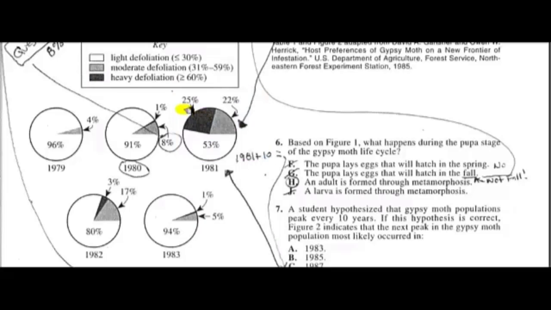And heavy deforestation over here is 25%. That's the most. Here, this one is 1. There's no heavy. There's 3 here. There's 1 over here. This is the one that we'll use. The year on this one is heavy deforestation.